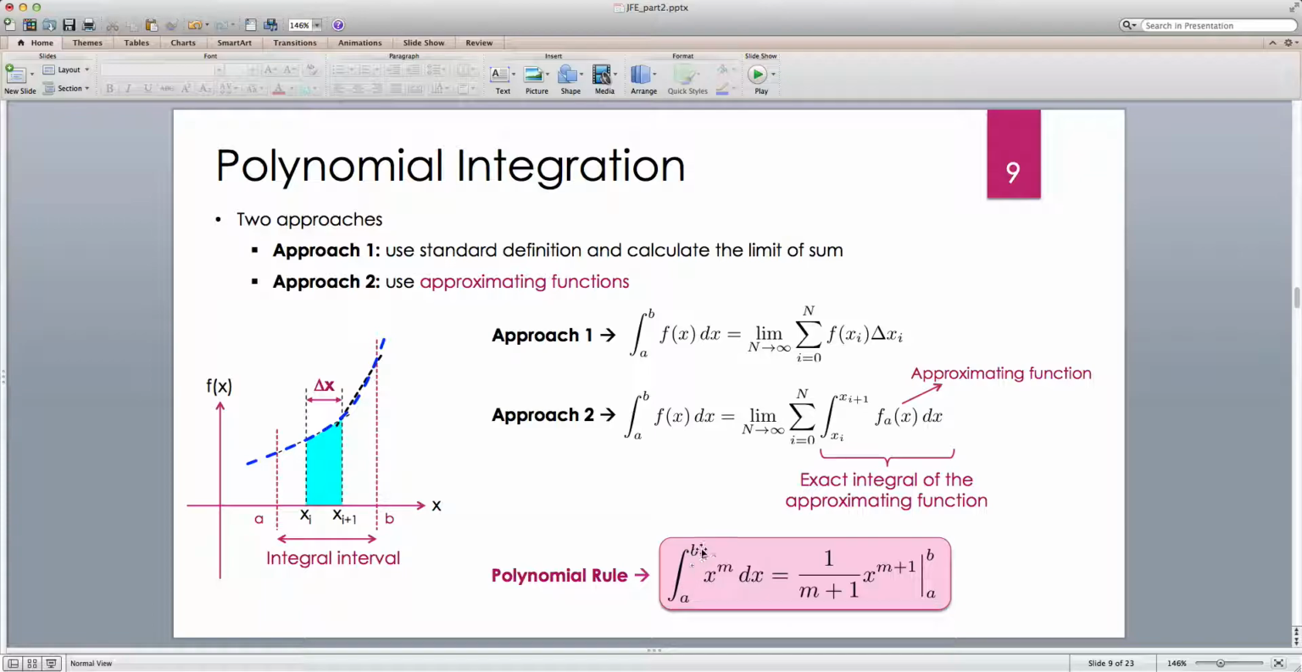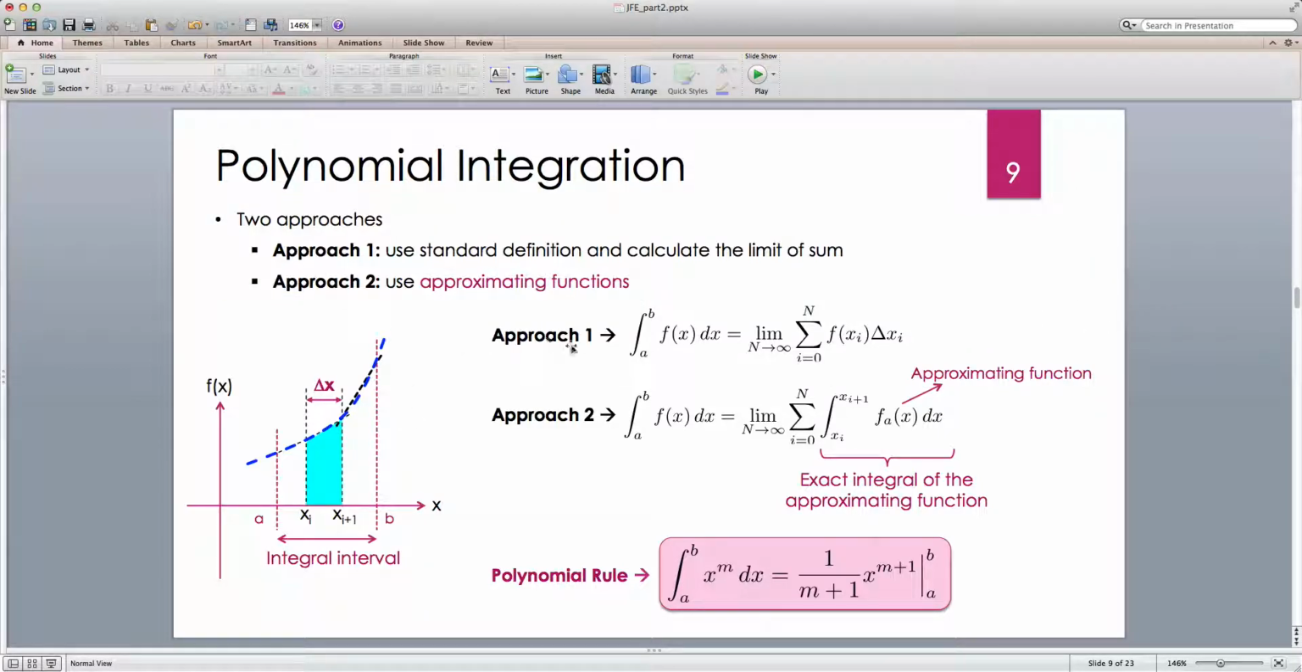And the definite integral, or the integral from a to b, is the difference of this antiderivative from a to b. So you put b here, b to the m plus 1 over m plus 1, and then minus, you put a here, a to the m plus 1 over m plus 1. All right? Now we can use two approaches to prove this. The first approach is the standard definition: calculate the Riemann sum and take the limit. And the other one is to use an approximating function.